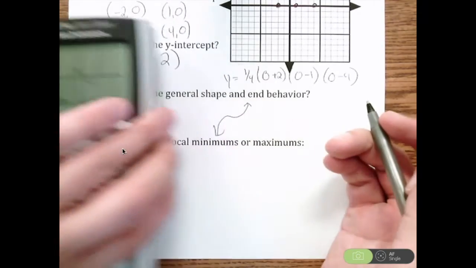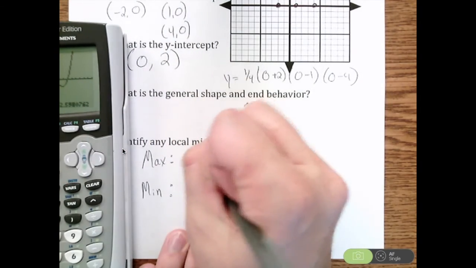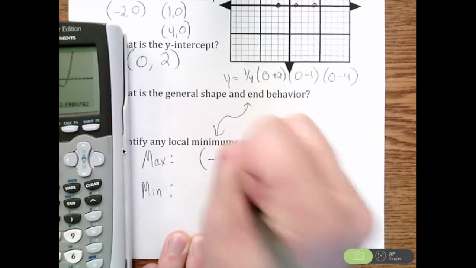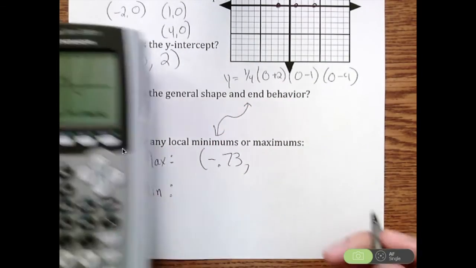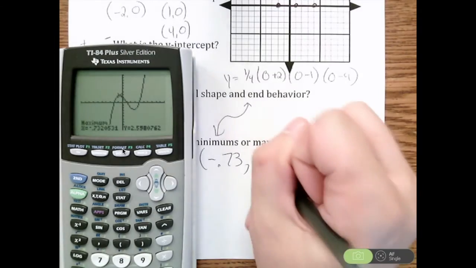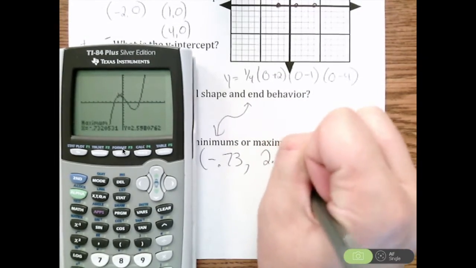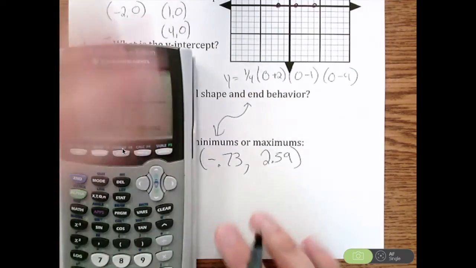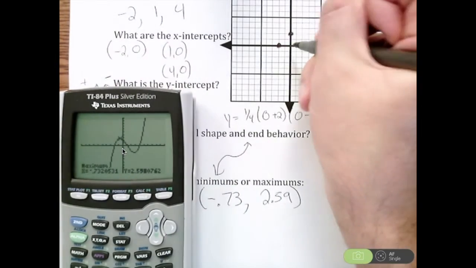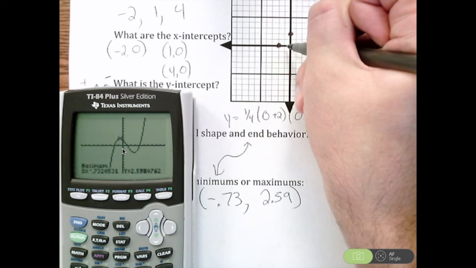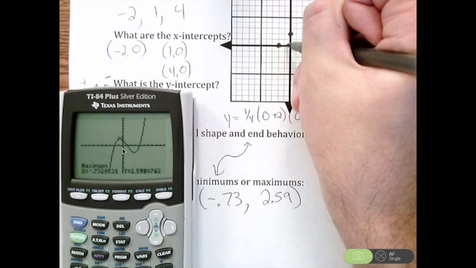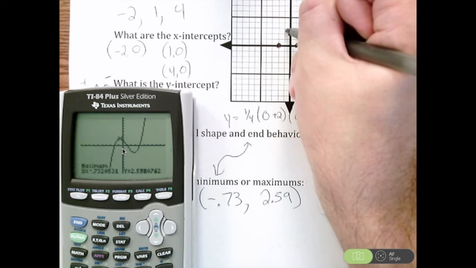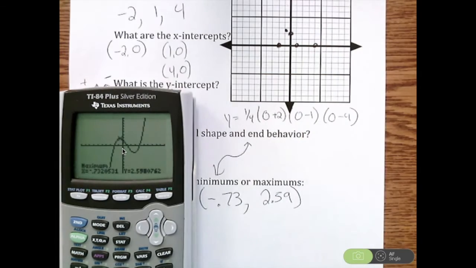And on the bottom, it's going to calculate that maximum point. So what I'm going to do is I'm going to write those coordinates down. So I'm going to have a negative 0.73. I like to round to 2 decimal places. And the y value is 2.59. Now we could add that to our graph. That's going to take a little bit of estimating. So negative 0.73 is not completely 1. And then up about 2.5, which is right around there.